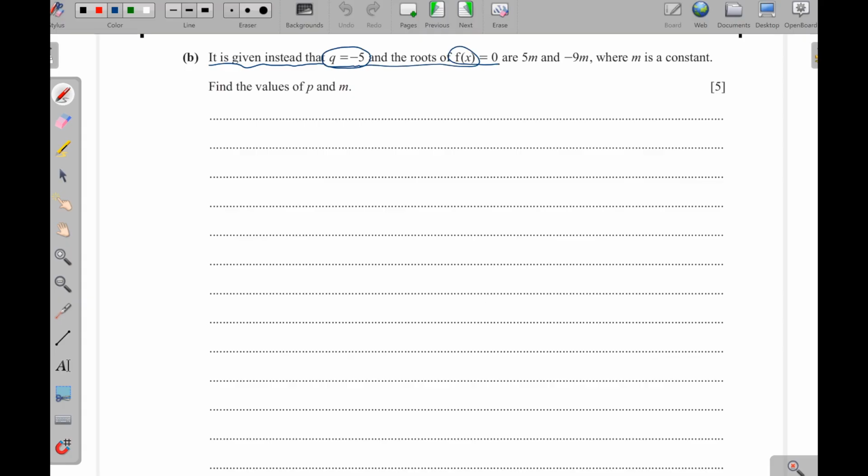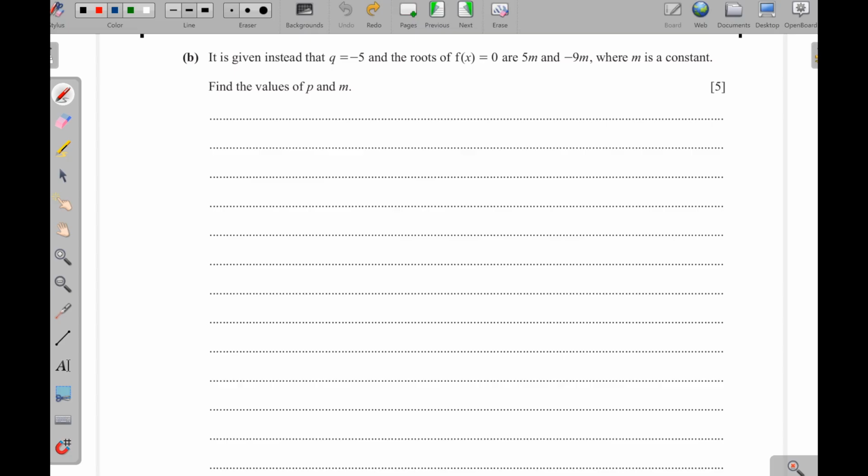f of x equal to 0 are 5m and negative 9m, where m is a constant. Find the values of p and the values of m. Now, if these two are roots, that means when we substitute them in the equation of the function, we must get 0.